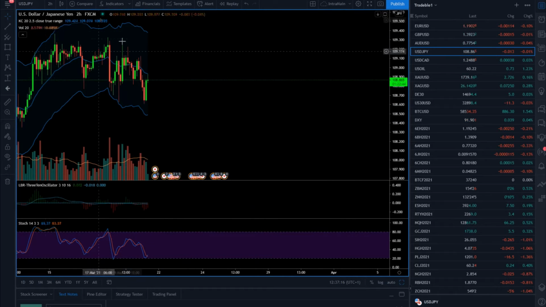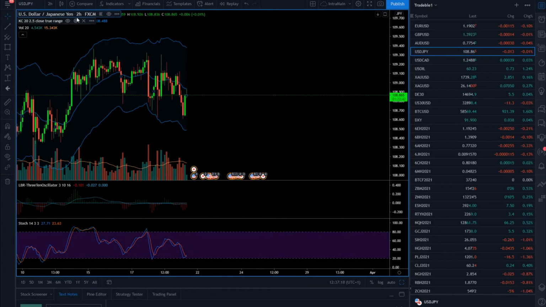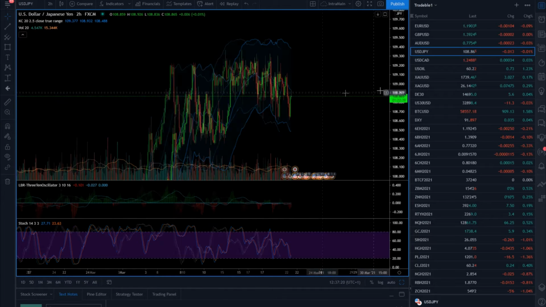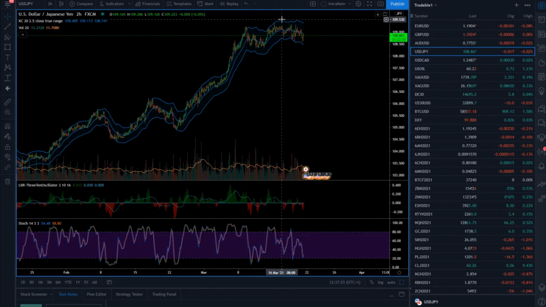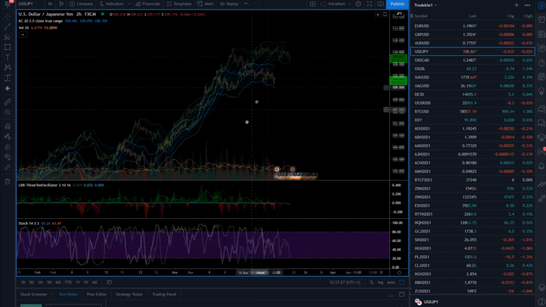So this is, for example, a 2-hour time frame on the USD versus Japanese yen, and you will find out that this currency pair is in a strong upside movement and strong upside trend, speaking of the short to mid-term perspective.